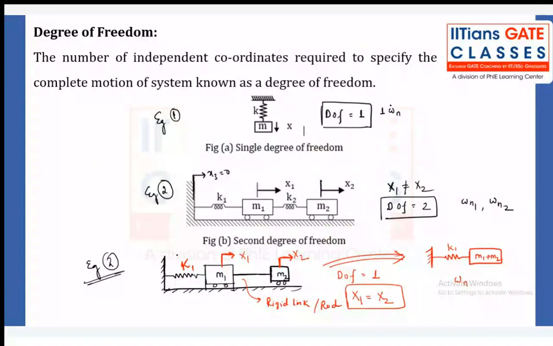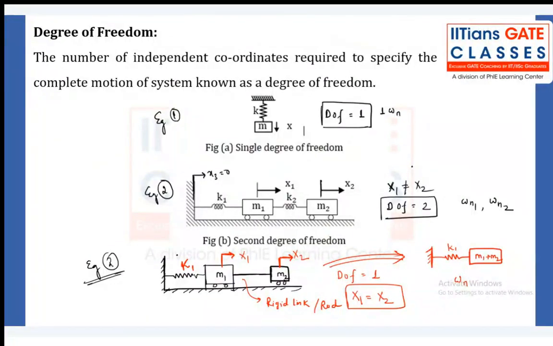I have given the displacement variables x1 and x2 to the masses m1 and m2, and I'm checking whether they are dependent or not. When the mass m2 is displaced by the amount x2, definitely mass m1 will not be displaced by the same amount, because stiffness k2 and stiffness k1 are different. They are not the same. So definitely x1 will not be equal to x2.